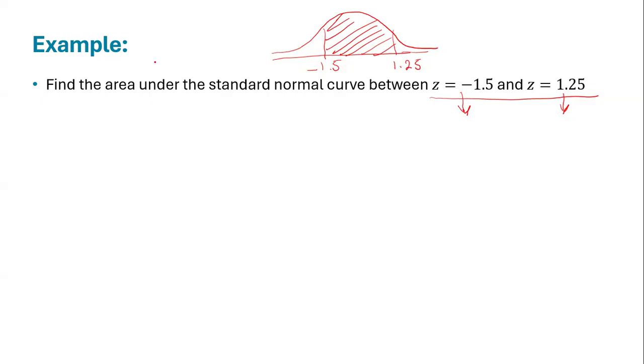Because when you find the area for 1.25, the table gives you this area. When you find the area for negative 1.5, the table gives you this area. And if you subtract these two areas, you will get the exact area in between.